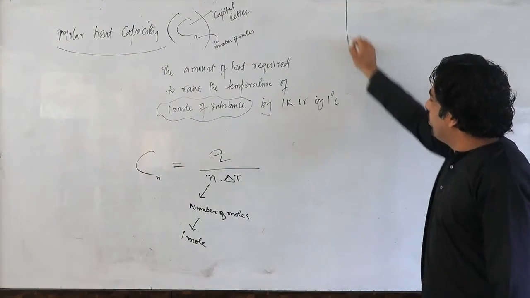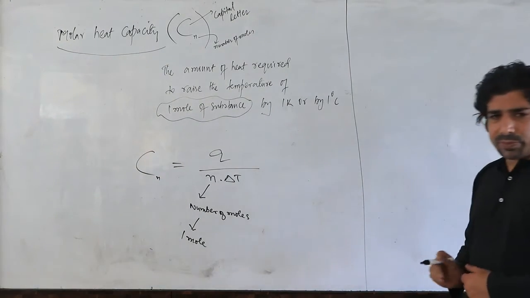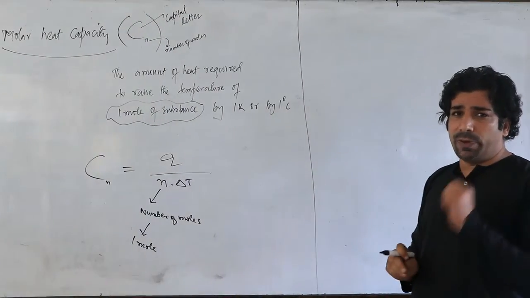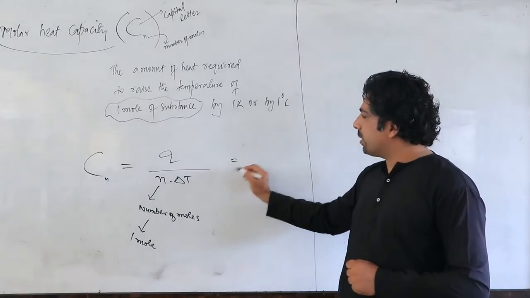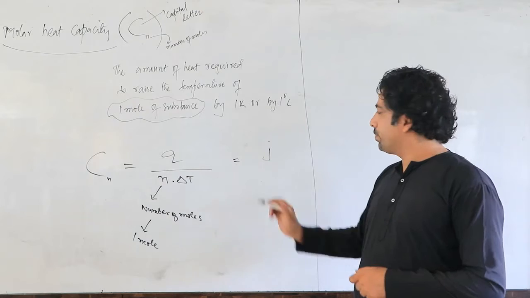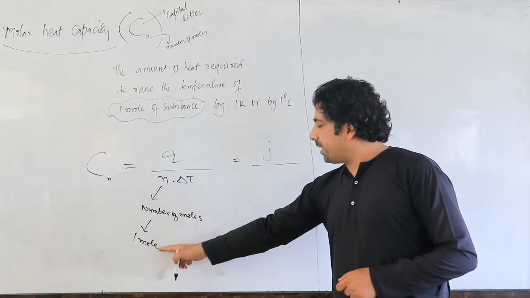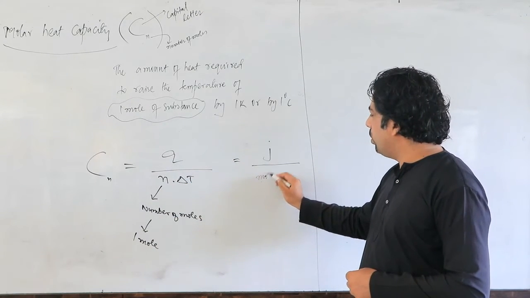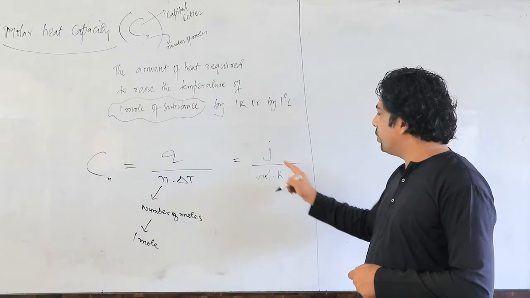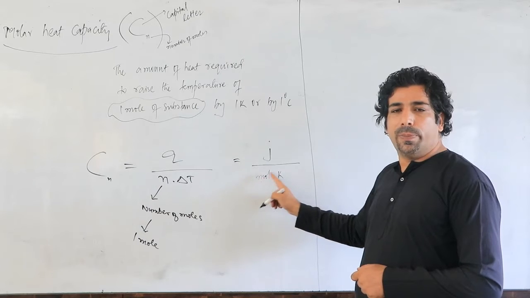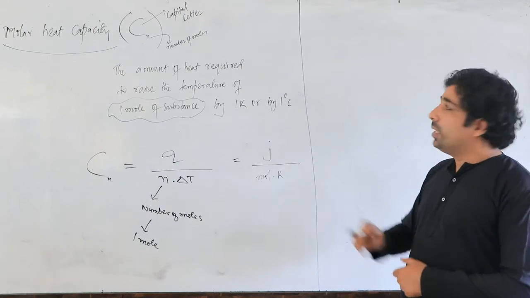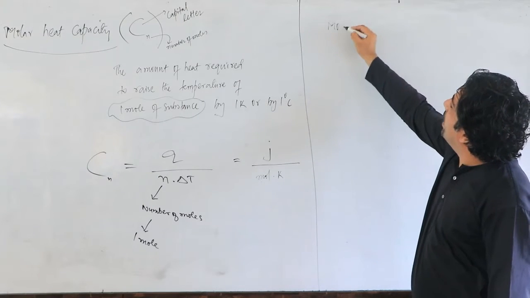Now, what will be the molar heat capacity at constant volume and constant pressure? That we will discuss. But before that we can discuss the SI unit here. For heat we can say joules, and n stands for moles, so we'll write mole. And delta T is measured in Kelvin. So joule per mole per Kelvin is the SI unit of molar heat capacity.